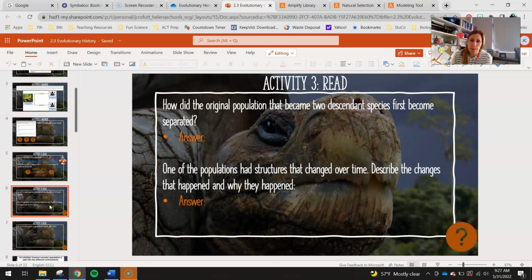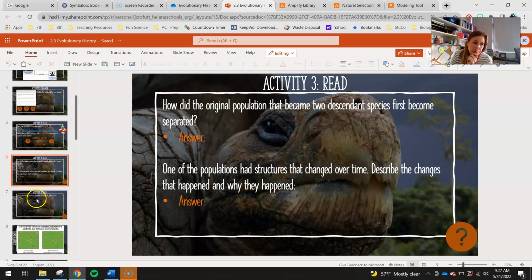How did the original population that became 2 descendant species first become separated? So basically, what happened to that population that forced them into different environments? And then one of the populations had structures that changed over time. Describe the changes that happened and why they happened. So talk about the one that was basically put into a new environment. How did they change over time and what happened to them specifically?